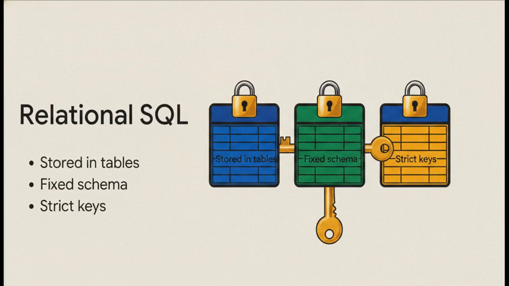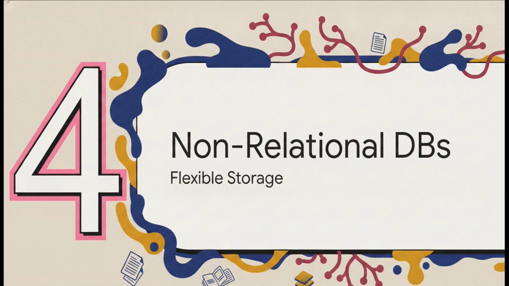When we talk about relational, or SQL databases, we are talking about strict, rigid rules. Data is stored very neatly in tables, using rows and columns. You absolutely must have a fixed schema, a strict architectural blueprint defined before you ever insert a single piece of data. They use primary and foreign keys to enforce strict relationships, and of course they use structured query language, or SQL. Now, all this rigidity, it actually makes SQL absolutely perfect for things like banking systems, where you demand flawless, strong consistency. All right, on to Section 4, the non-relational world, flexible storage.